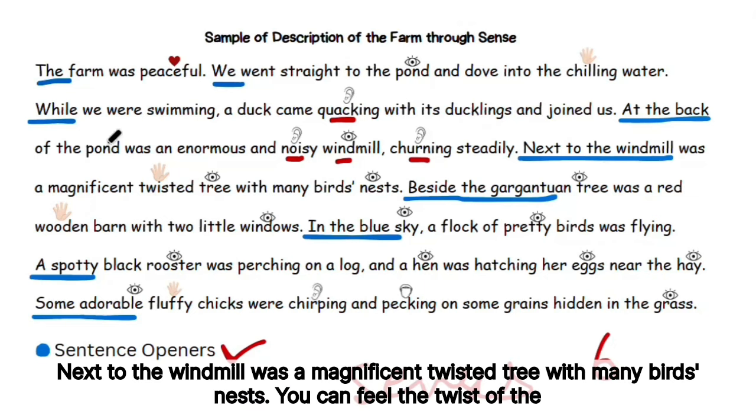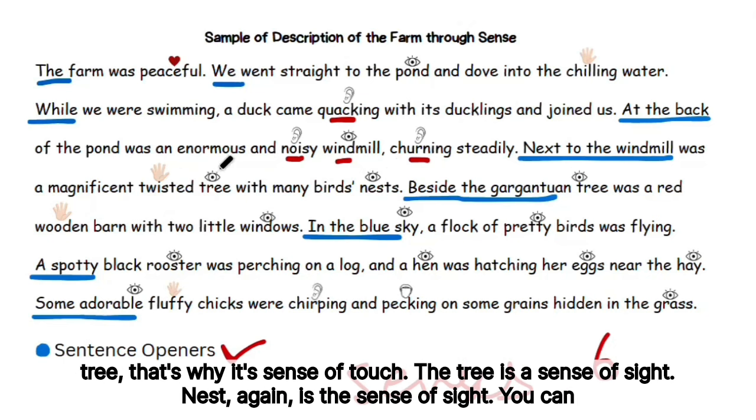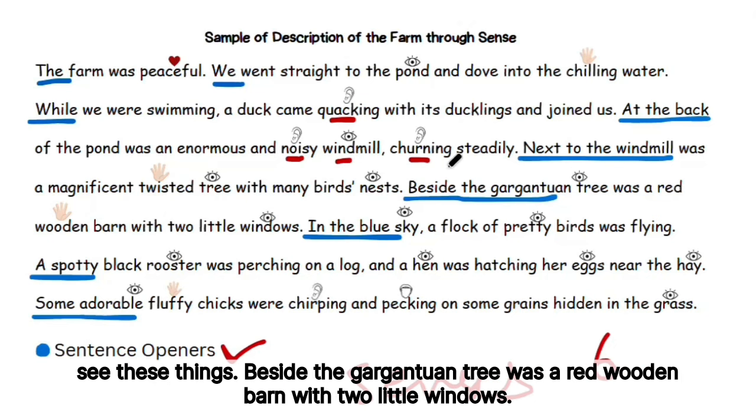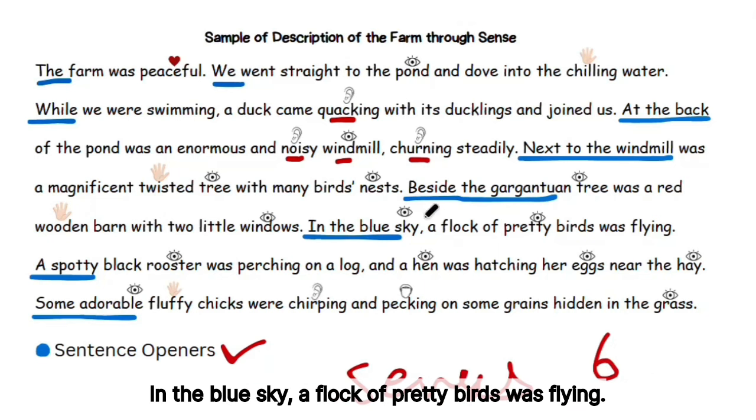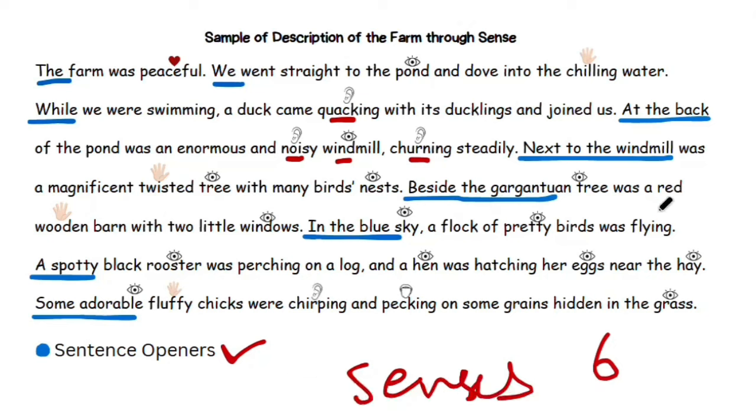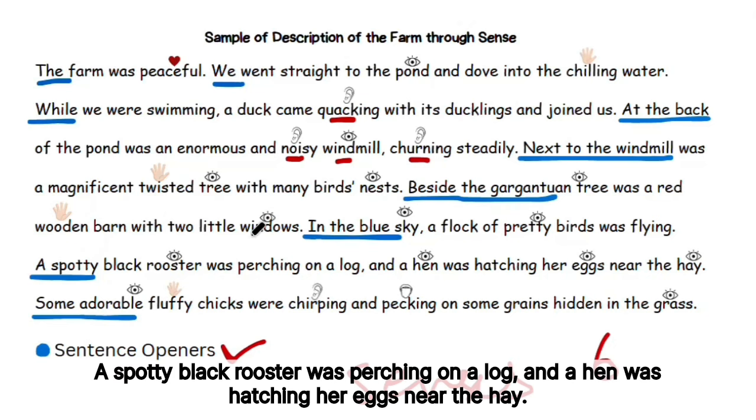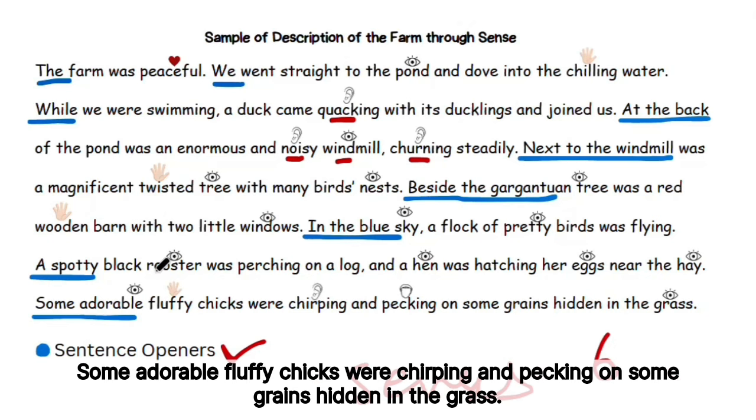Next to the windmill was a magnificent twisted tree with many birds' nests. You can feel the twist of the tree, that's why sense of touch. Tree is sense of sight. Nest, again, it's the sense of sight. You can see these things. Beside the gargantuan tree was a red wooden barn with two little windows. In the blue sky, a flock of pretty birds was flying. A spotty black rooster was perching on a log, and a hen was hatching her eggs near the hay. Some adorable fluffy chicks were chirping and pecking on some grains hidden in the grass.